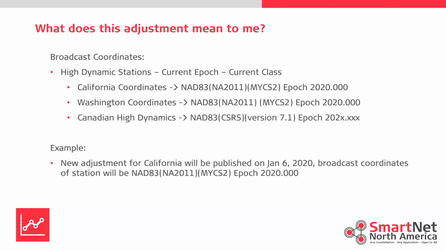In high dynamic areas, California will be in NSRS2 Epoch 2020. Washington and Oregon, again, will be in Epoch 2020. We currently don't have any stations or any areas that we classify as high dynamic in Canada. But if we were to move to that, this is what we would move to. So in the new adjustment in California, published on January 6th, you will see NAD 83, NA 2011, NSRS2 Epoch 2020 coming out of SmartNet.